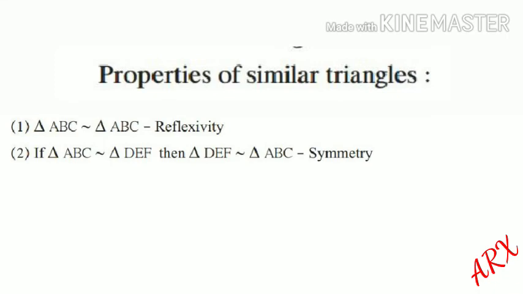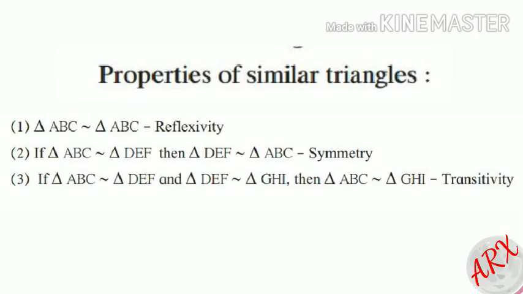Now we will see the properties of similar triangles. First property is reflexivity. Each triangle is similar to itself. For example, triangle ABC is similar to triangle ABC. Second property is symmetry. If one triangle is similar to a second triangle, then the second triangle is also similar to the first triangle. For example, triangle ABC similar to triangle DEF, then triangle DEF similar to triangle ABC.